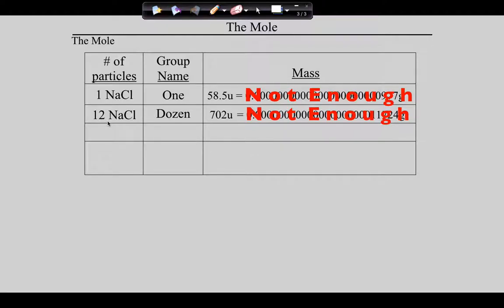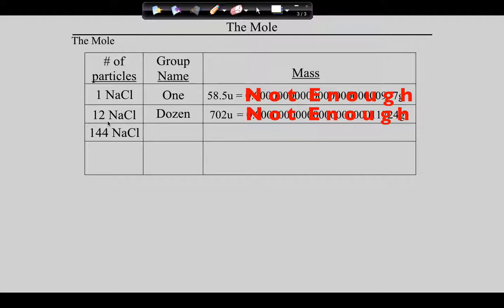All right, so guys, let's stop screwing around here, right? 1 is too small to weigh. 12 is heavier, but not heavy enough. So what do we got to do? Get more, right? So let's stop this 12, 13, 14 business. Let's go nuts. 144.